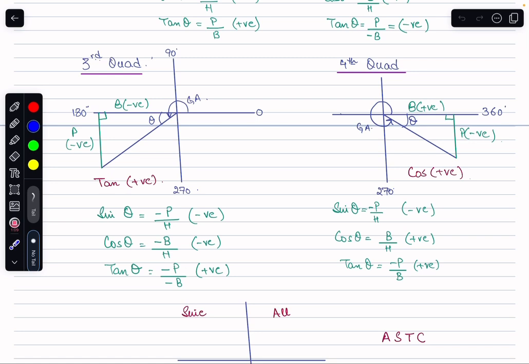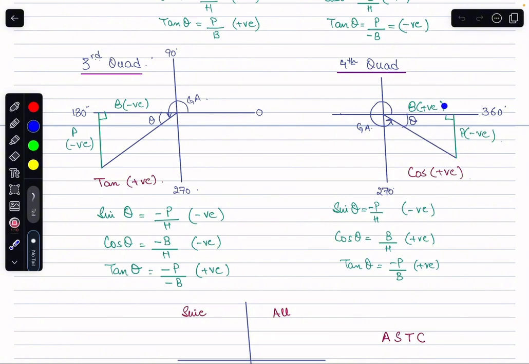Therefore, what I come to know here is that in the third quadrant, between 180 to 270, all the tangent values are going to be positive, and sine and cosine will have negative signs. Therefore, in the third quadrant, my tan theta is going to have a positive value. So, first quadrant, all the three ratios are positive. Second quadrant, sine is positive. Third quadrant, tangent is positive. And let's check the fourth quadrant.